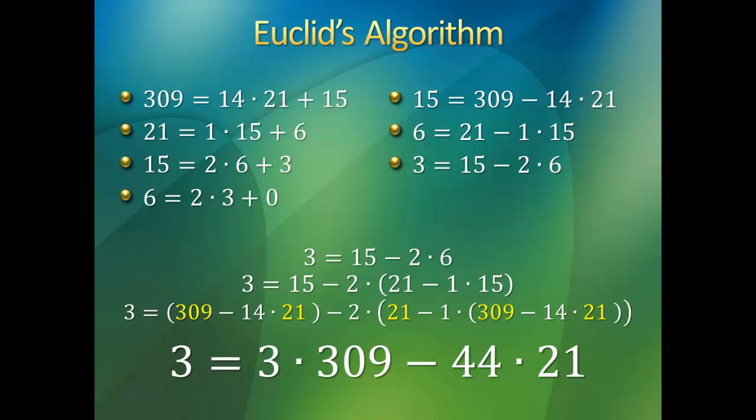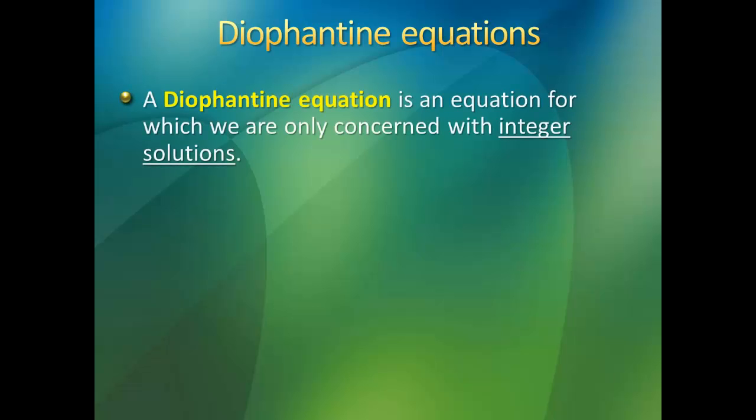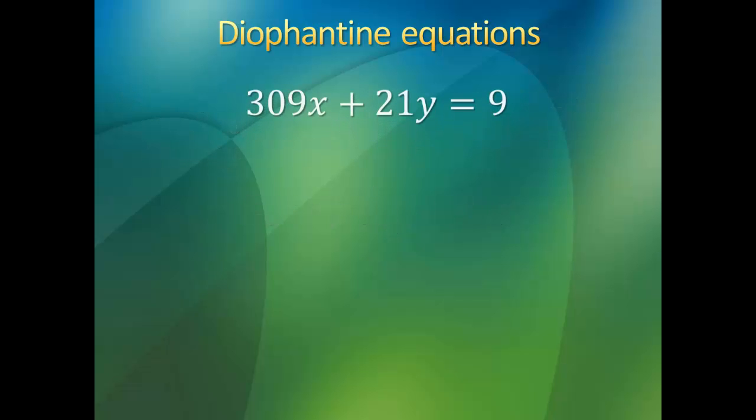This method of expressing the greatest common divisor of two numbers as a linear combination of those two numbers is essential for a famous class of equations called Diophantine equations, named for the aforementioned Diophantus. When we're solving a Diophantine equation, we're only looking for integer solutions. Fractions and such aren't allowed. These sorts of equations pop up all the time in real life, such as the balancing of chemical equations. The most basic type of Diophantine equation is of the form ax plus by equals c, where a, b, and c are integer constants. So, suppose we were given the equation 309x plus 21y equals 9.